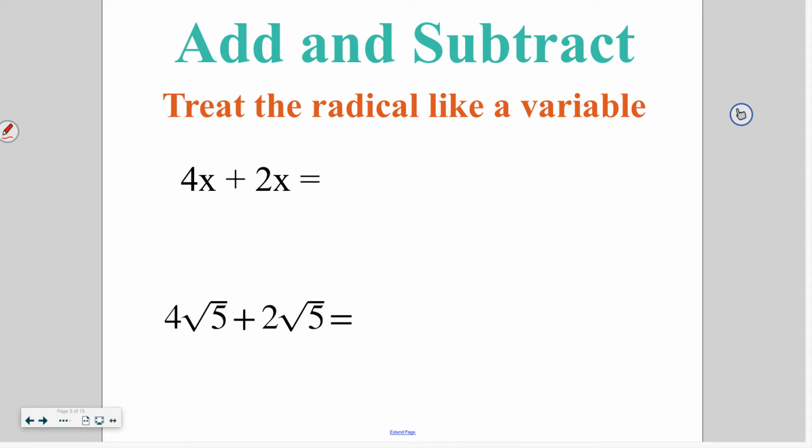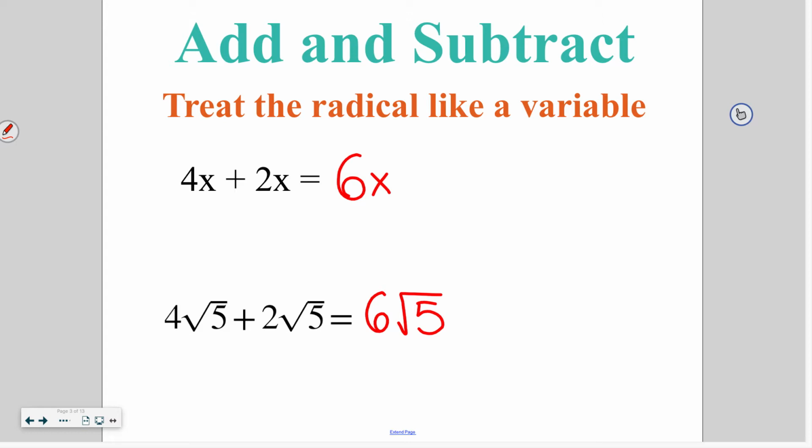So for example, back in the early chapters of algebra, we had 4x plus 2x. That gave us 6x's. There was a total of 6 of them together. Same thing works with square roots. If I have 4 square roots of 5 and 2 square roots of 5, I have a total of 6 square roots of 5. So I just add them together.